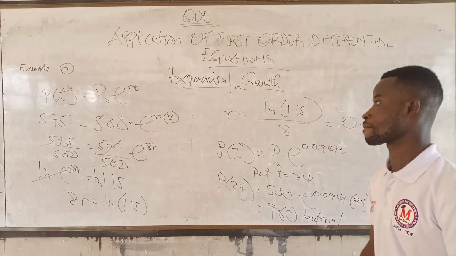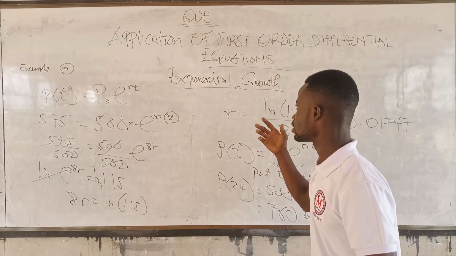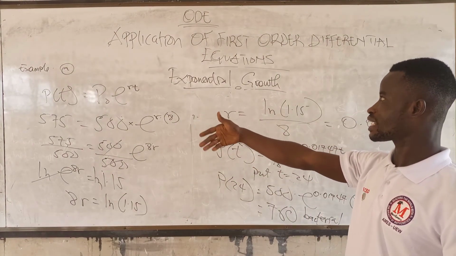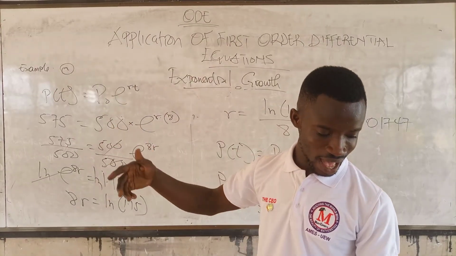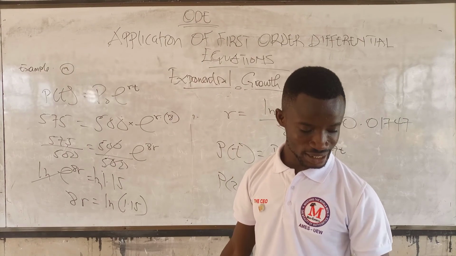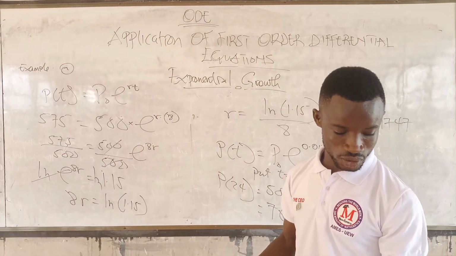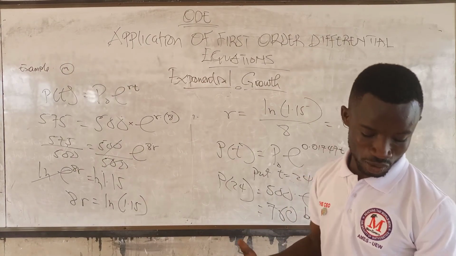Thank you. Now, what are we going for in the next video? Exponential growth and exponential decay, its application to biology. So the next is going to be application to economics. Then we move on like that.